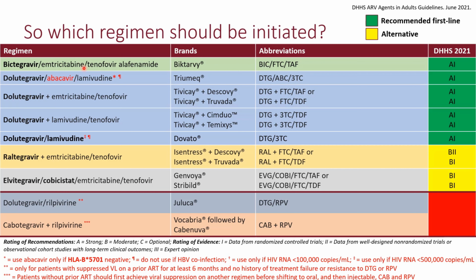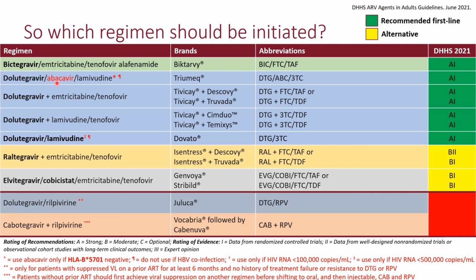Now having said that, let's take a look at recommendations. Green basically means recommended first line. So a triple therapy with bictegravir as the third agent with the backbone of emtricitabine and tenofovir alafenamide. That's recommended first line. You can also have dolutegravir as the third agent, plus abacavir and lamivudine as the dual nuke backbone.